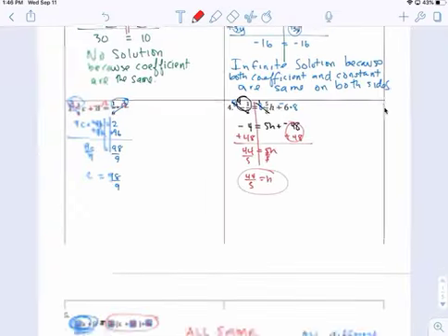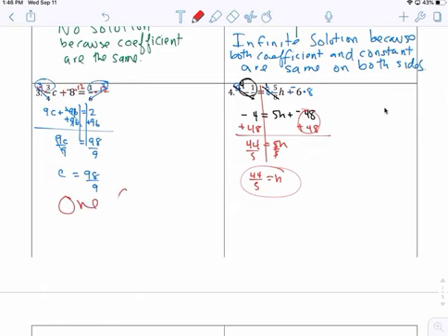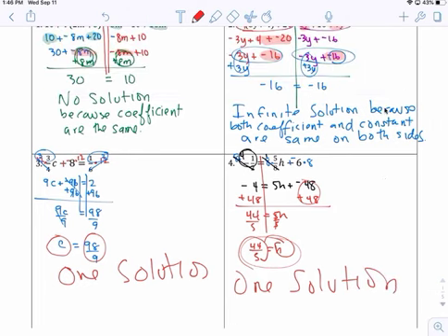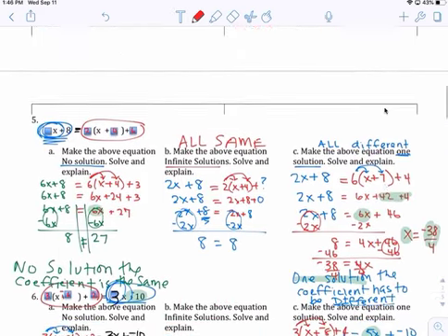One solution. These are one solution. They didn't ask us to explain because there's one variable, one number. One variable, one number. So it's one solution. Infinite has no variable. No solution has no variable. Okay? Notice the difference.